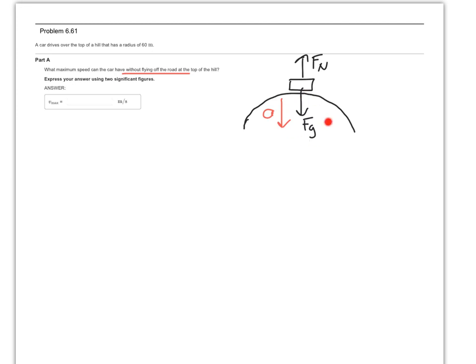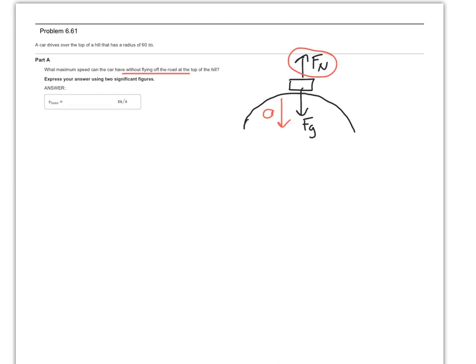Well, gravity can't actually change. Gravity is going to be the same. So how do we get more net force downwards? Instead of having a bigger downward force, we have a smaller and smaller normal force. And as we go faster and faster, that normal force keeps getting smaller and smaller until eventually we have a normal force of 0. And that's the point where the car is going as fast as possible without flying off the road.